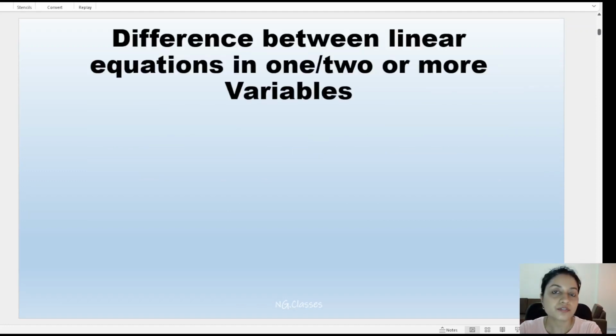Now let's see what's the difference between linear equation in one or more than one variable. So at first, let's focus on linear equation in one variable. As you have already solved a lot of linear equations which consisted of one variable. For example, if we are having 2x plus 1 is equal to 0, then from here we will get the value of x as minus 1 by 2. This is the one and only one solution of the given equation. Or we can also say this is the unique solution of the given equation, because x equals minus 1 by 2 is the value which will satisfy this equation.